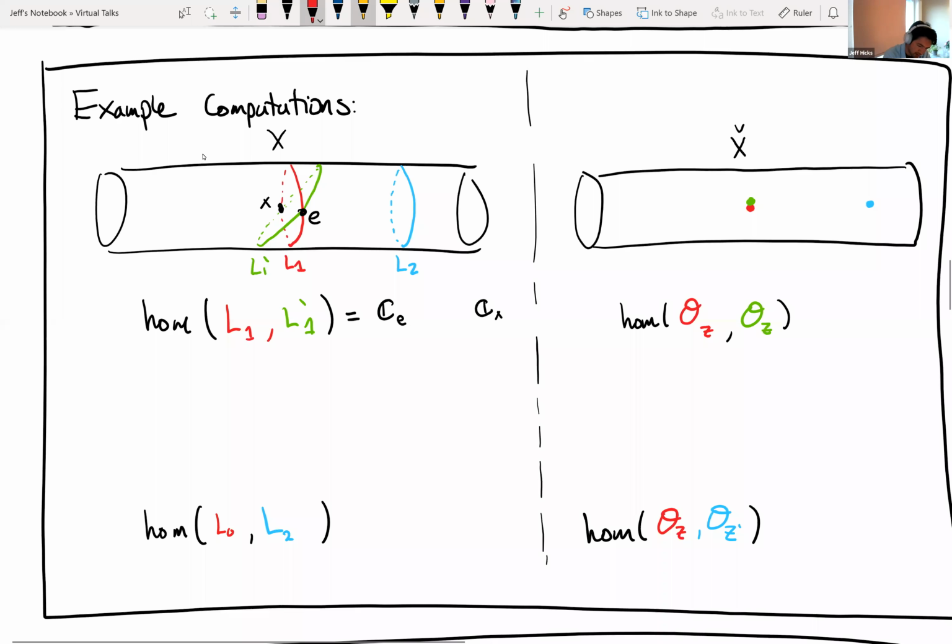And there are some holomorphic strips which we should count going between these. They have equal area and opposite sign. So in total, the differential ends up being 0. So if you were to look at the Floer homology of these two Lagrangians, you would see something like the cohomology of S1.